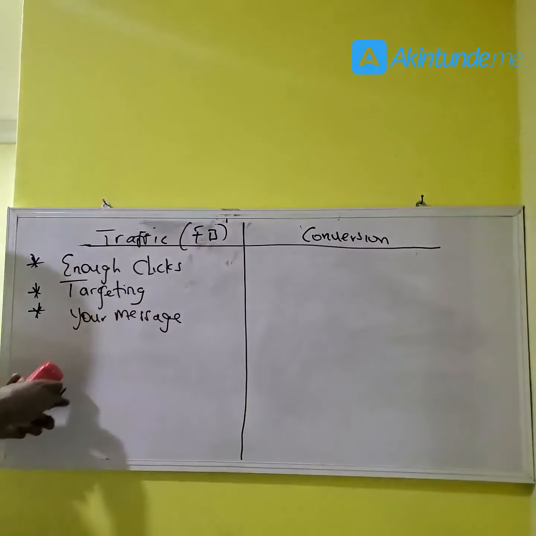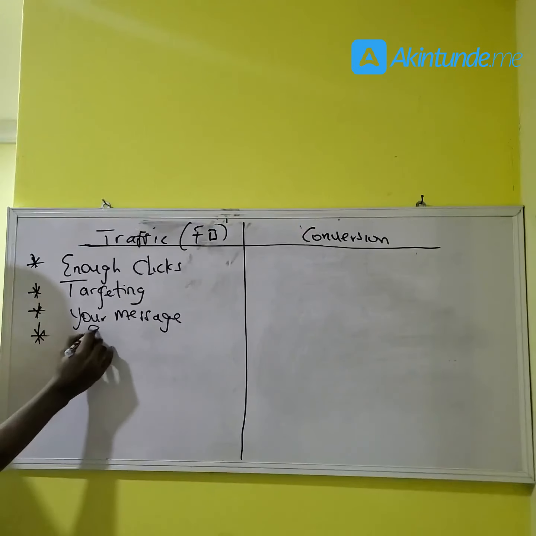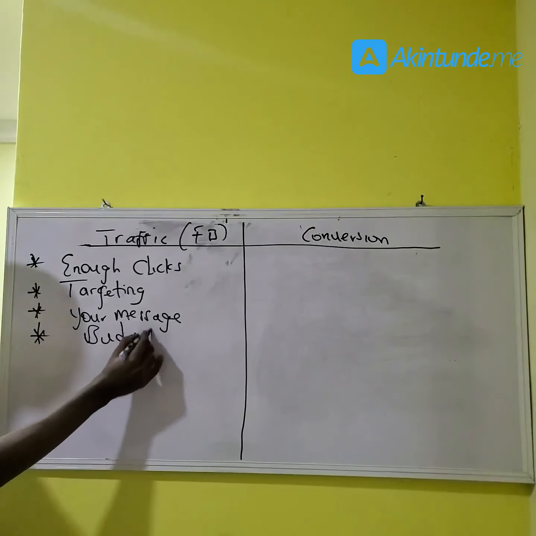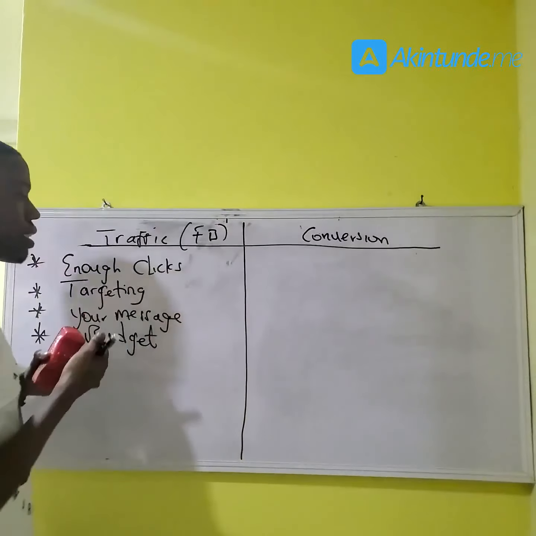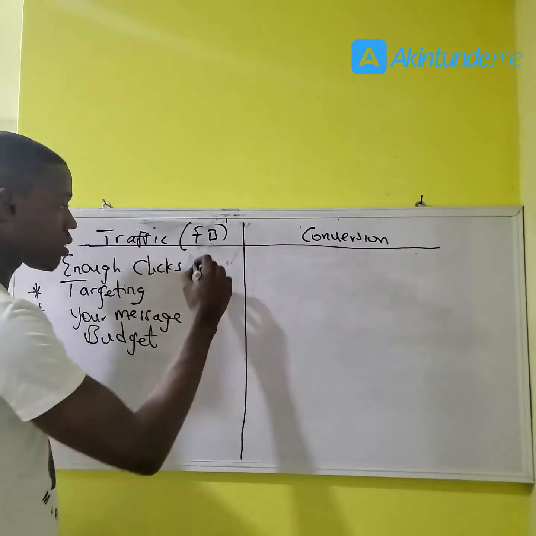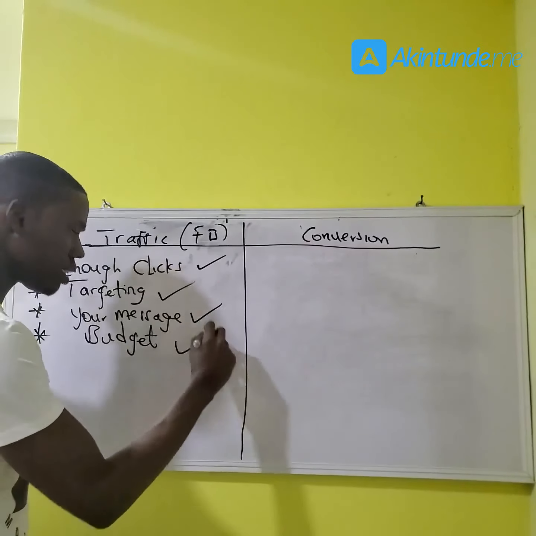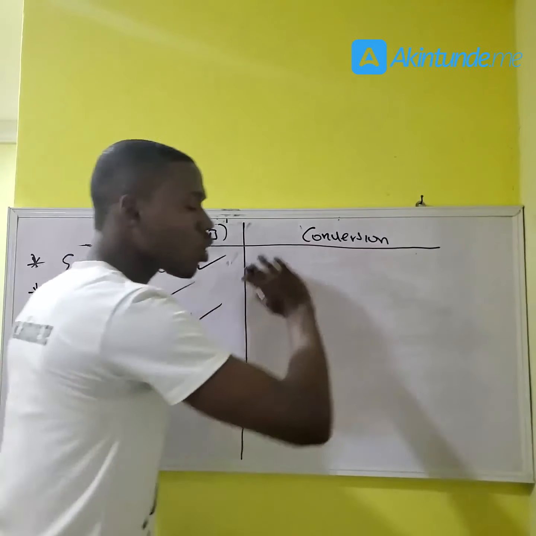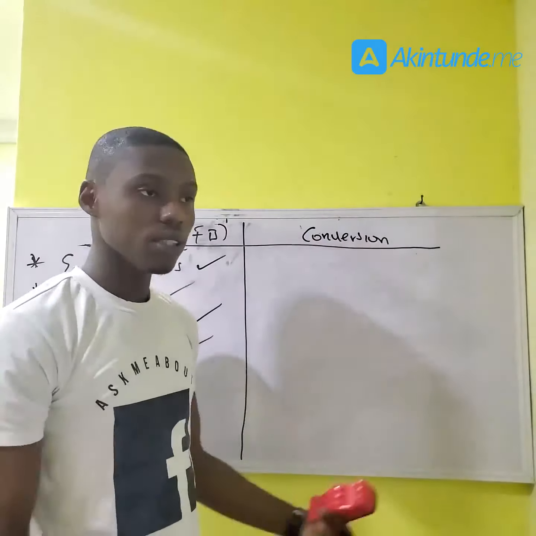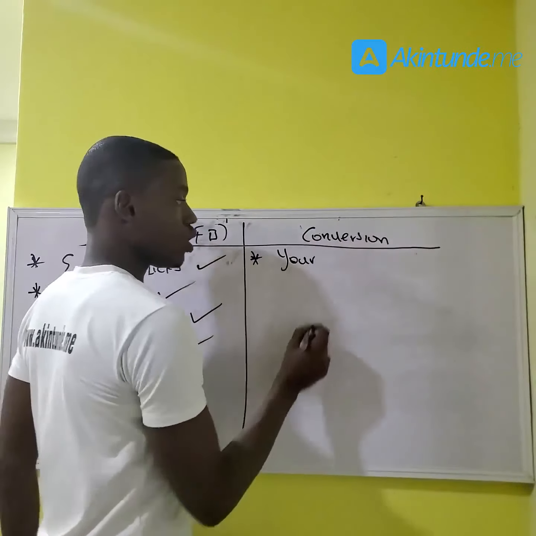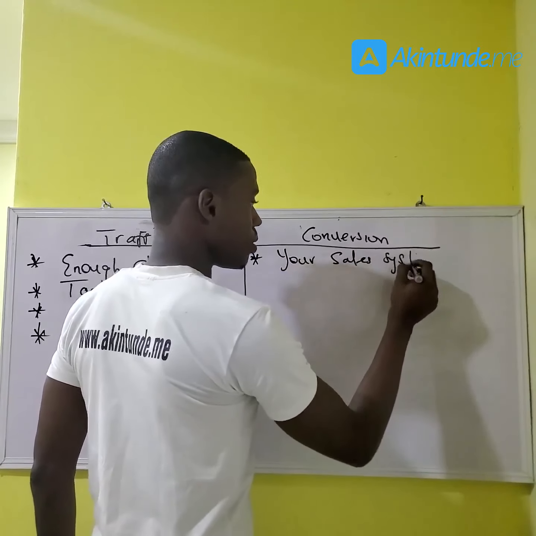So now, your budget. Once you've done all this, let's assume, for instance, you get good clicks, your targeting is top notch, your message is good, your budget is fantastic, and they come down to your website and you're not seeing sales. Then you start looking at your sales system.